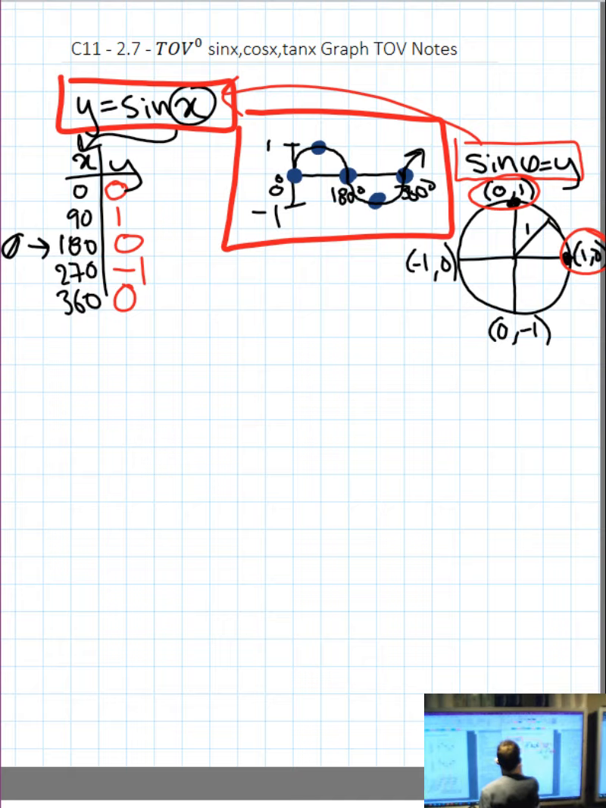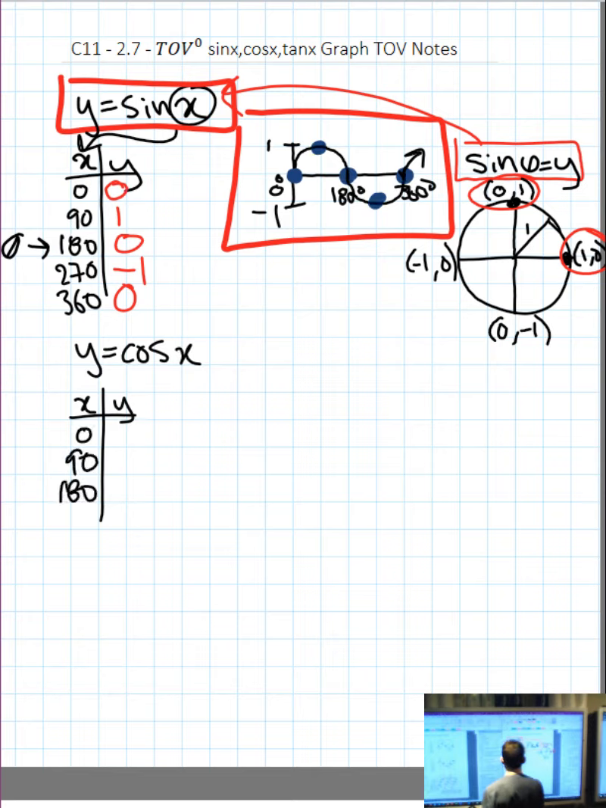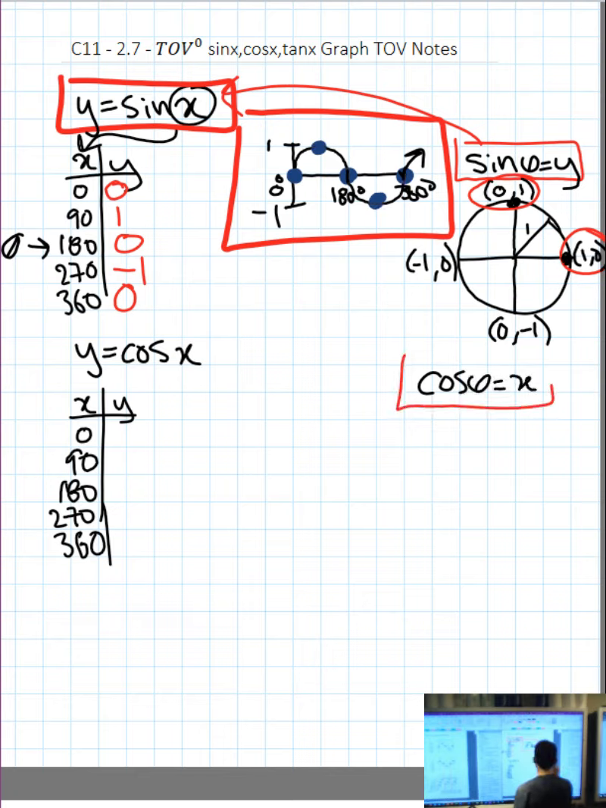So down below, let's graph cos x. Y equals cos x. And again, we're going to make a table of values and say x and y, and say 0, 90, 180, 270, 360. And off to the right, we're going to write the definition of cos. Cos theta equals the x value. Put a red box around it.